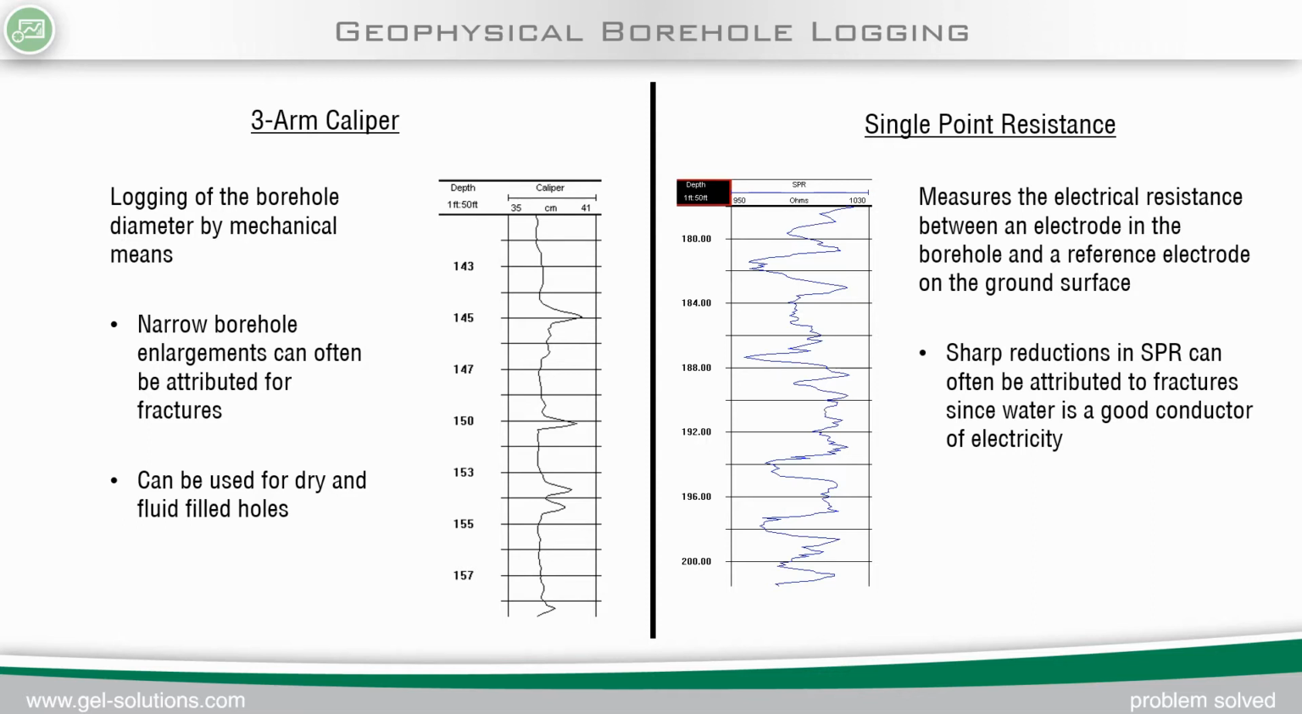On the right is an example of single-point resistance data. This tool measures the electrical resistance between an electrode inside the borehole and a reference electrode on the ground surface. Since water is a good conductor of electricity, sharp reductions in the data can be attributed to water-filled fractures.